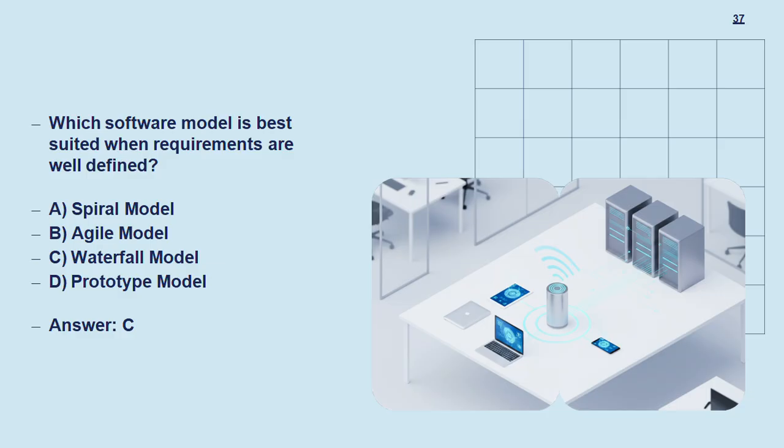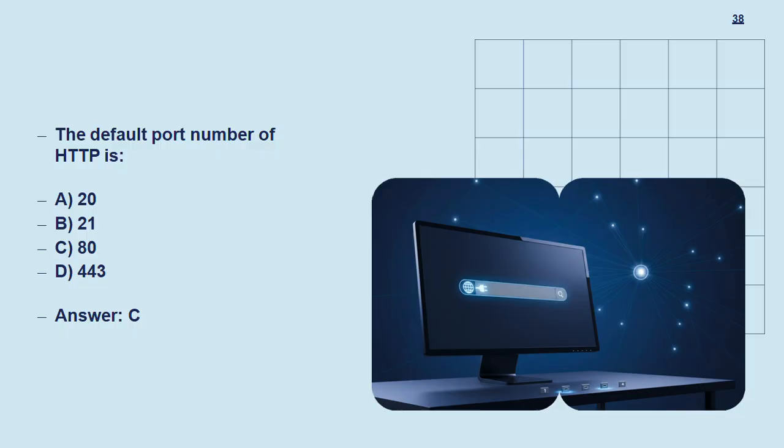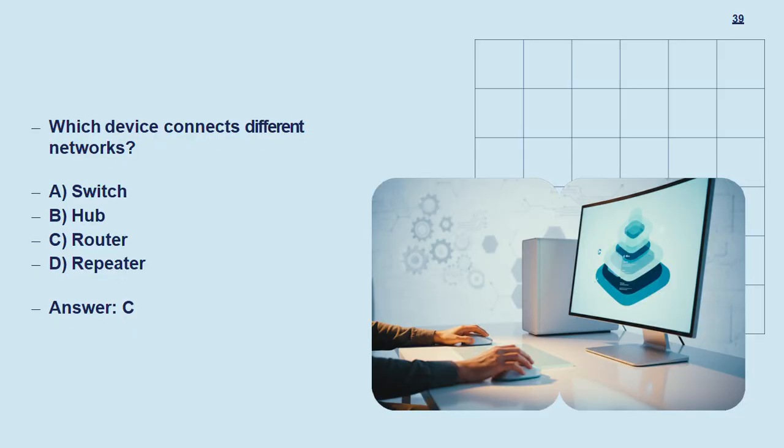Next question is, which software model is best suited when requirements are well defined? So the correct option here is the waterfall model. Our next question is, the default port number of HTTP is. So HTTP is used for application development. So the port number used here is port number 80. Next question is, which device connects different networks? So a router connects the different networks.